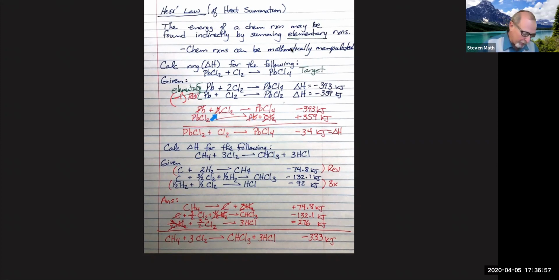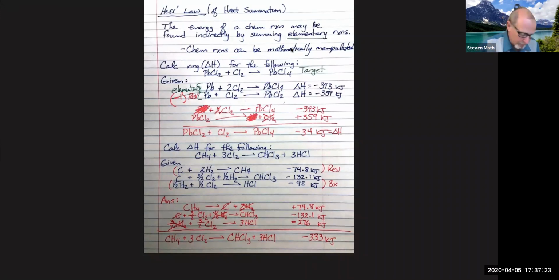I have 2 Cl2s and 1 Cl2. So that one Cl2 is going to cancel, and that 2 is going to become a 1. And so watch what happens as we cancel out here: the Pb cancels out with that Pb.